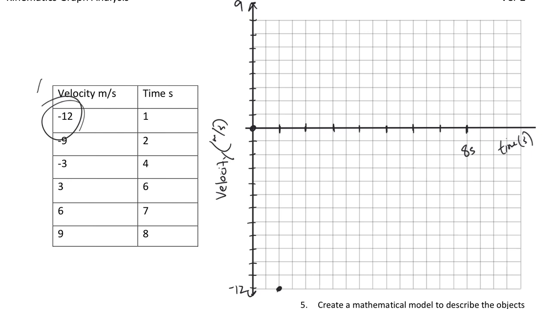Next point is -9 and 2, so 12, 11, 10, -9, and 2. Next point is -3 and 4, so 1, 2, 3, 1, 2, 3, 4. Our next point is 3 and 6, so 1, 2, 3, and that's 1, 2, 3. And then 6 and 7. And the last one, 9.